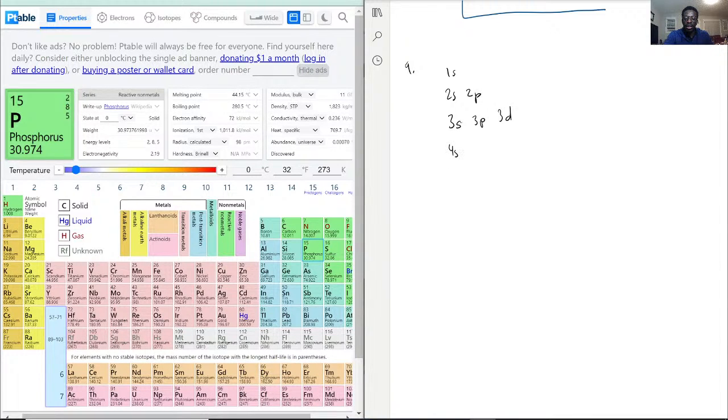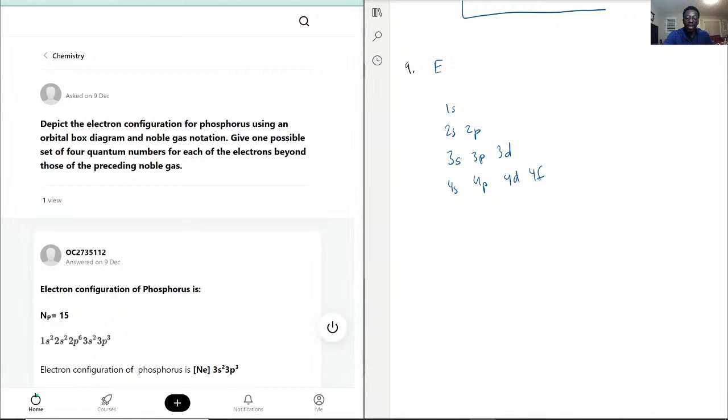And then 4s, 4p, 4d, for F. But for phosphorus, we're kind of only going to, whoops, sorry, I skipped ahead. Definitely didn't even write the question down. Not the best habit. But nonetheless, electron configuration of phosphorus and orbital box notation as well.